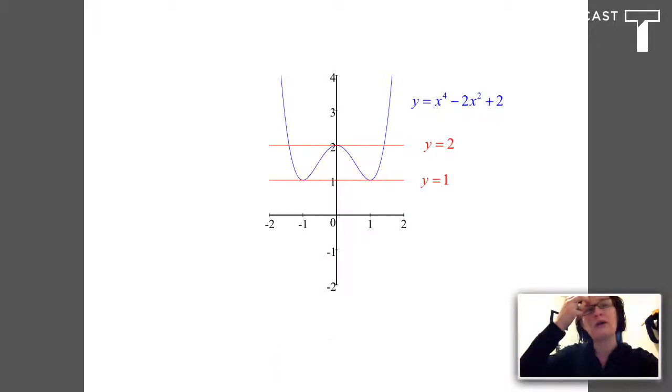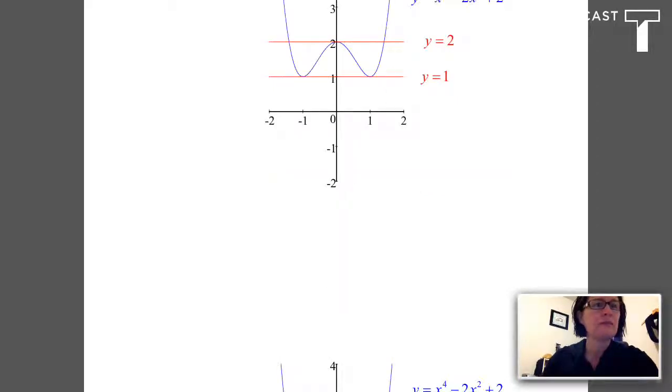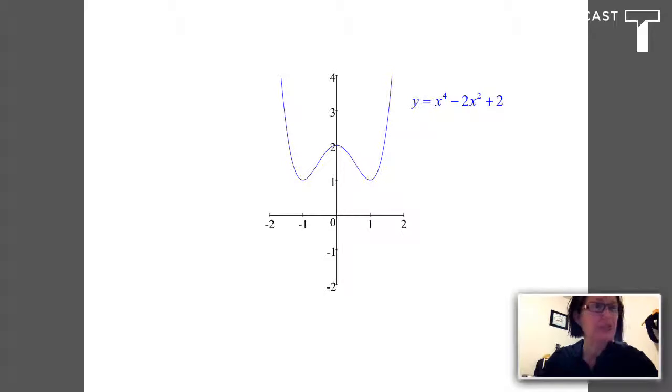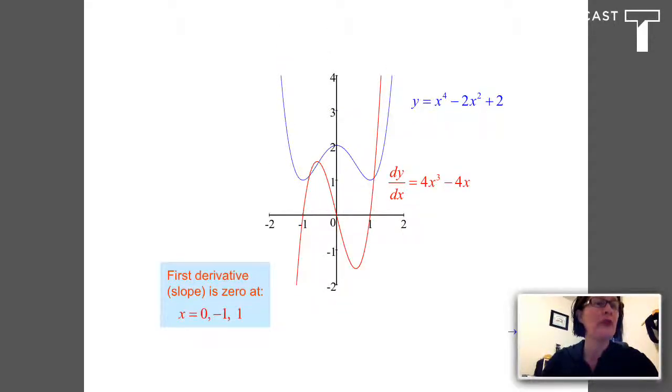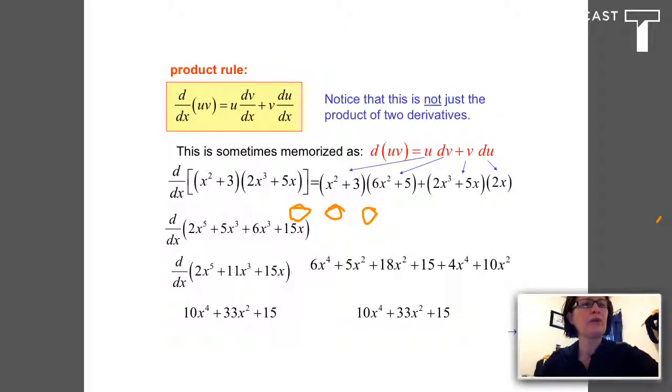Same thing here at negative 1 and positive 1. I have a horizontal tangent. The slope is 0, and that happens both here at negative 1 and 1. And just for discussion, if you did come here and graph the derivative, which we said was 4x cubed minus 4x, notice that the derivative is in fact 0 here at negative 1, at 0, and at 1. There we go. Product rule in the next slide.